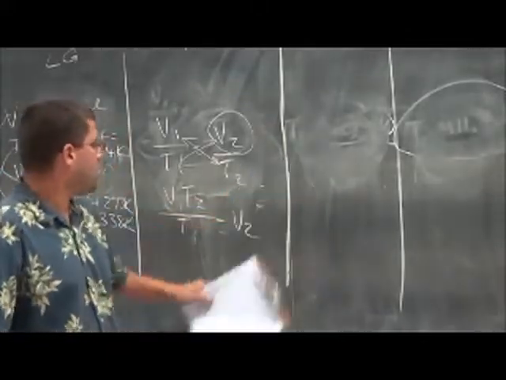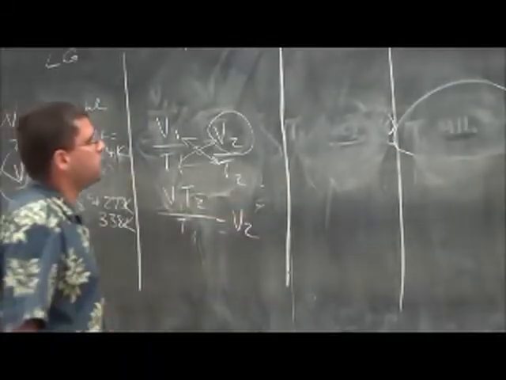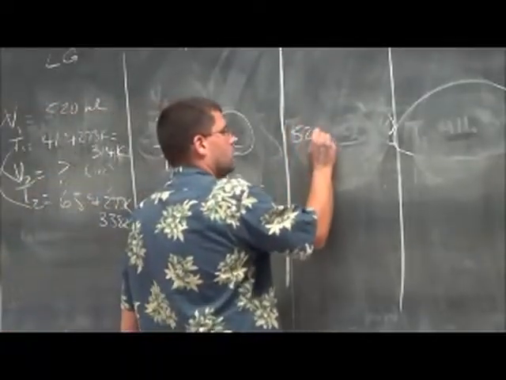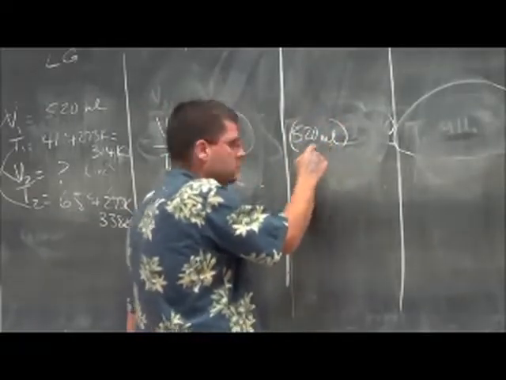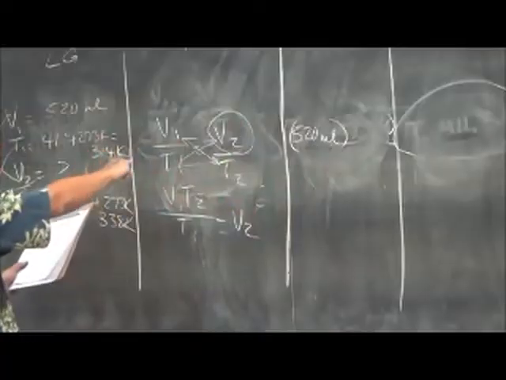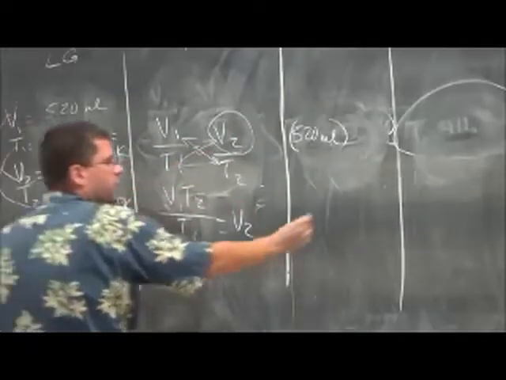Okay. Plug it in, plug it in. Here we go. What do we have here? What's our V1? Oh, 520 milliliters. Okay, neatly with the unit. What's next? 338 Kelvin. Where you at? T2, right? Yep, 338 Kelvin.